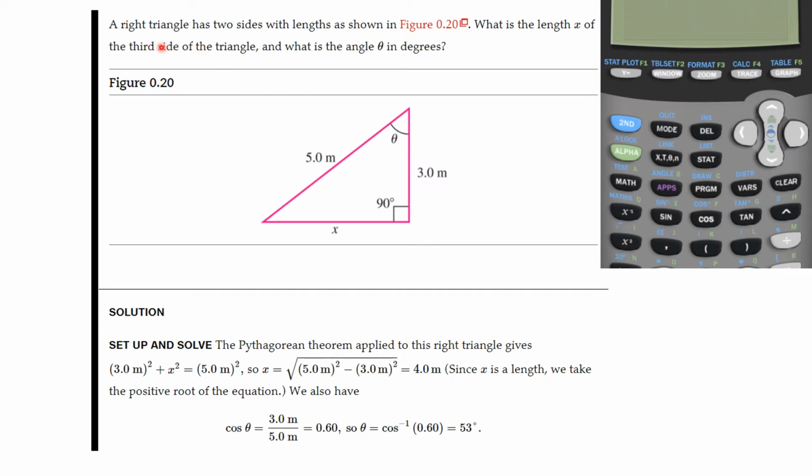So let's suppose, here's another example, a right triangle has two sides and the lengths are as shown. We know that this is 3, this is 5, and that is x. So what is the length of x and what is the angle theta? Well, the length of x can be found by the Pythagorean theorem because we know that 3 squared plus x squared is equal to 5 squared. So x is equal to 4. And we know the cosine of theta is 3 over 5, so that means that theta is the inverse cosine of 0.6, and that is going to be 53 degrees.